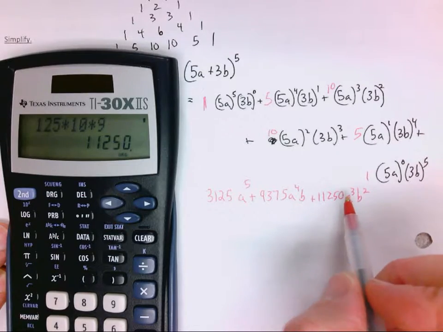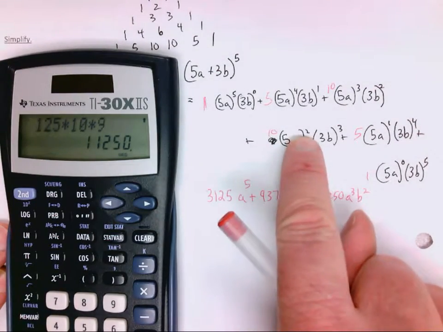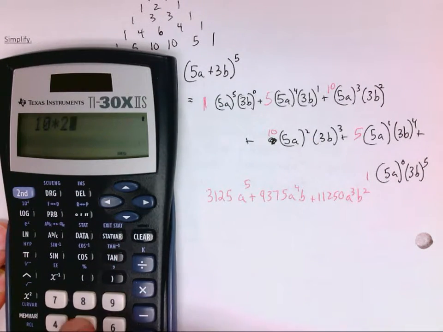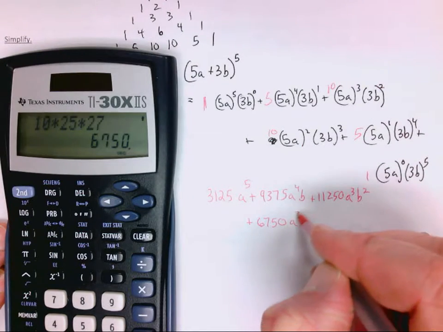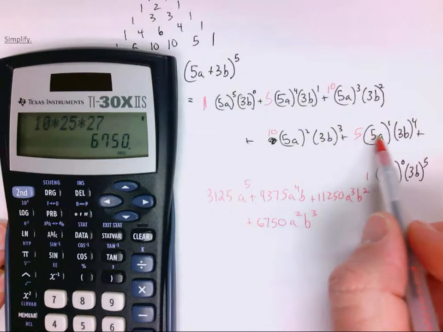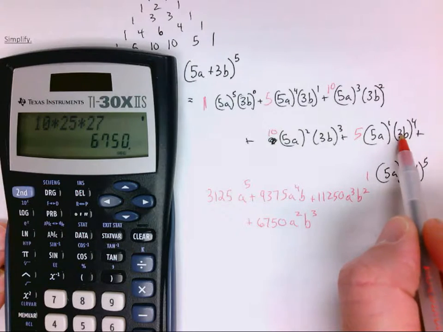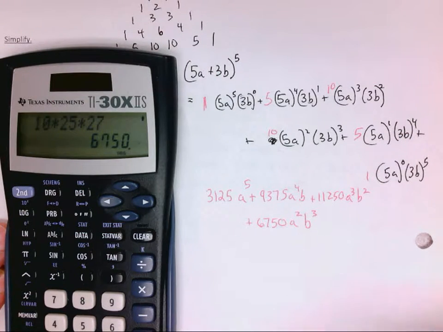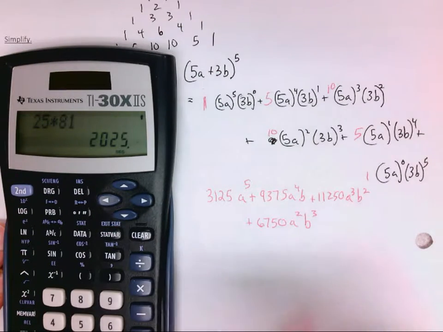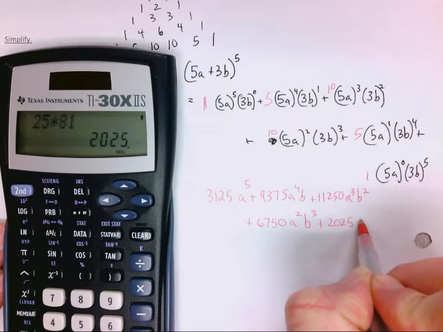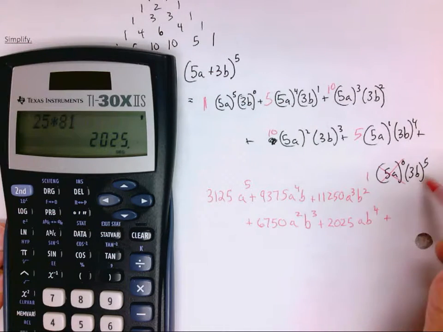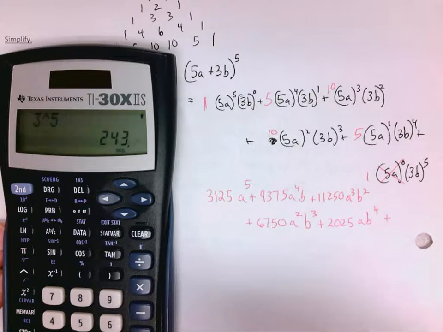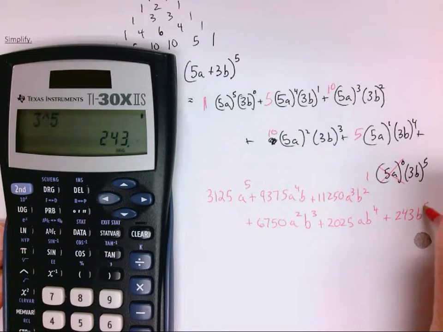Working my way through here. 5 squared, so that's 25. So 10 times 25 times 3 to the third, which is 27. 6,750 a squared b to the third. And then I have 5 times 5 times 3 to the fourth. Well, 3 to the fourth is 9 times 9, 81. So it's 25 times 81. So 2,025 a b to the fourth. And the last term, this is just to the 0, so that's equal to 1. 3 to the fifth, 243. So 243 b to the fifth. So that's expanding the long way.